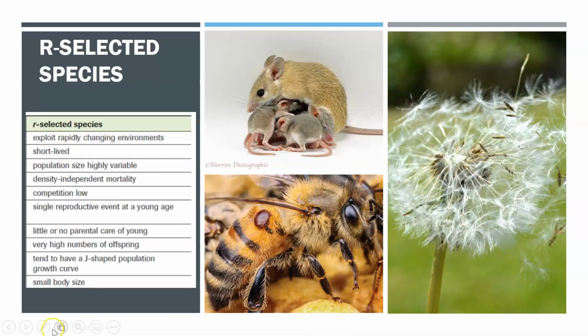On the flip side, we've got our R-selected species. You can see right away that these guys are a lot different. They typically show up in rapidly changing habitats, with short lifespans and highly variable population sizes. They usually reproduce at a young age, don't typically care for their young, and they have high numbers of offspring, and they're a smaller body size.